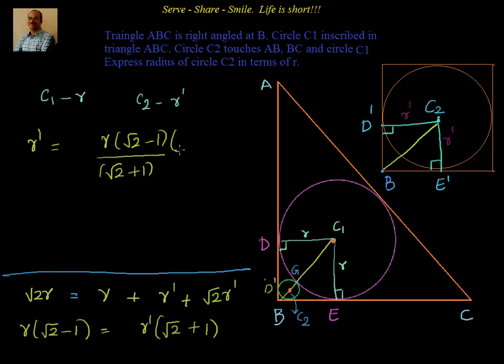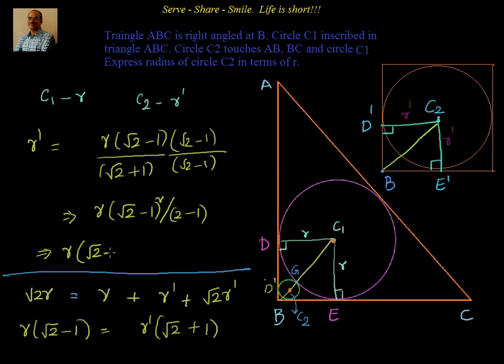We'll rationalize the denominator. We multiply with root 2 minus 1, both numerator and denominator. Then when we simplify, this is equal to R into root 2 minus 1 whole square divided by root 2 into root 2, which is 2, minus 1, which is 1 in the denominator. So it's nothing but R into root 2 minus 1 whole square, which is equal to R into root 2 whole square, which is 2, plus 1 is 3, minus 2AB, that is 2 root 2. So R dash is equal to 3 minus 2 root 2 into R. So that's the solution of this particular problem.